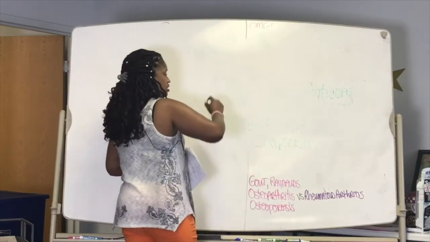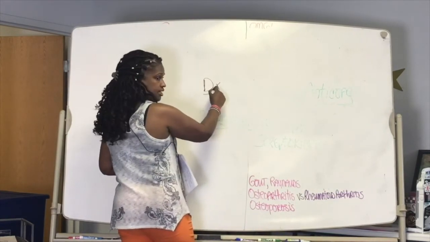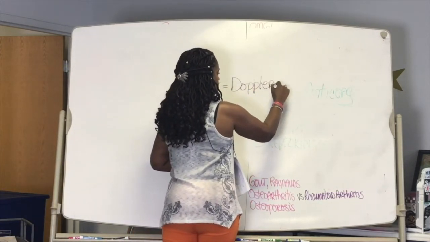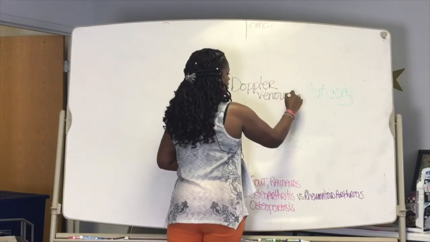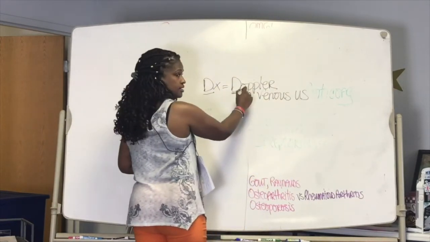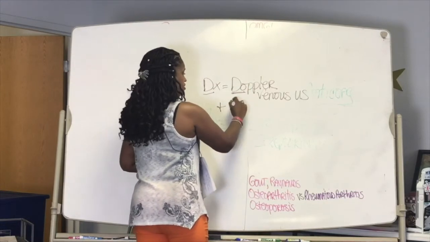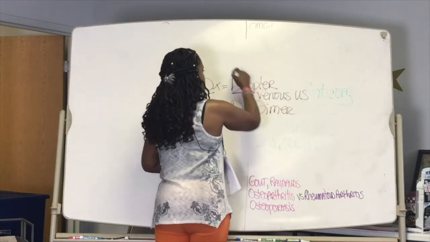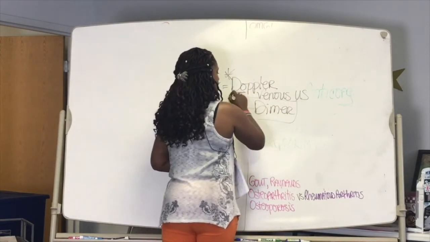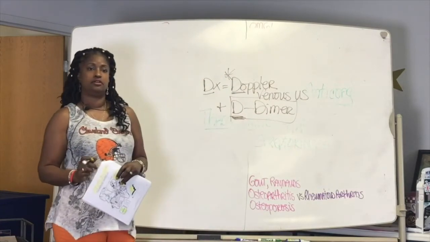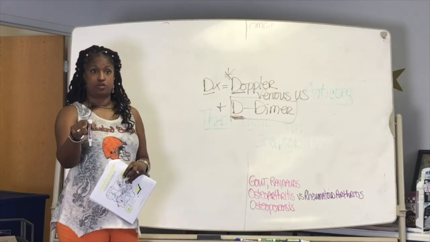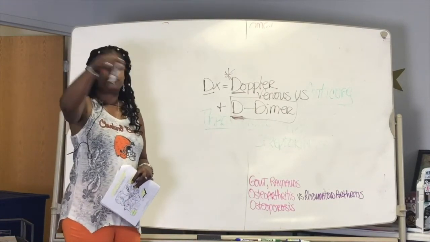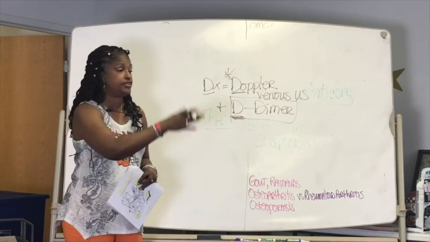Watch this, y'all. D equals Doppler, D, and D dimer. But this is diagnostic, this is just helpful. D's of DVT is D for Doppler and D for D dimer. All these, keep them together.